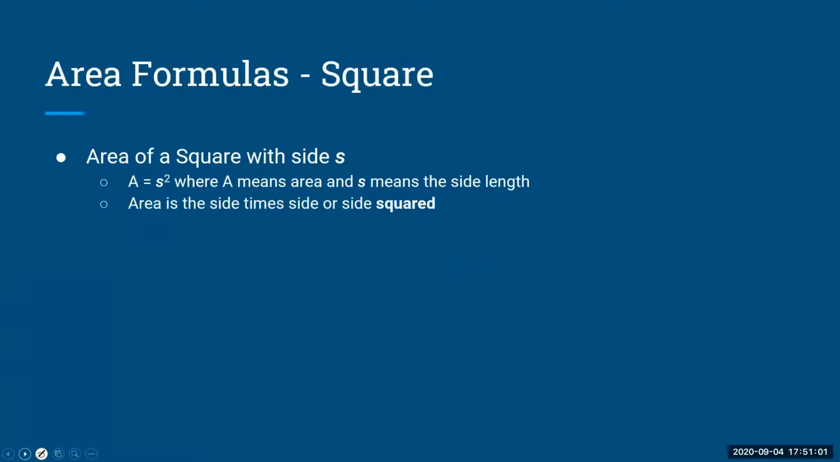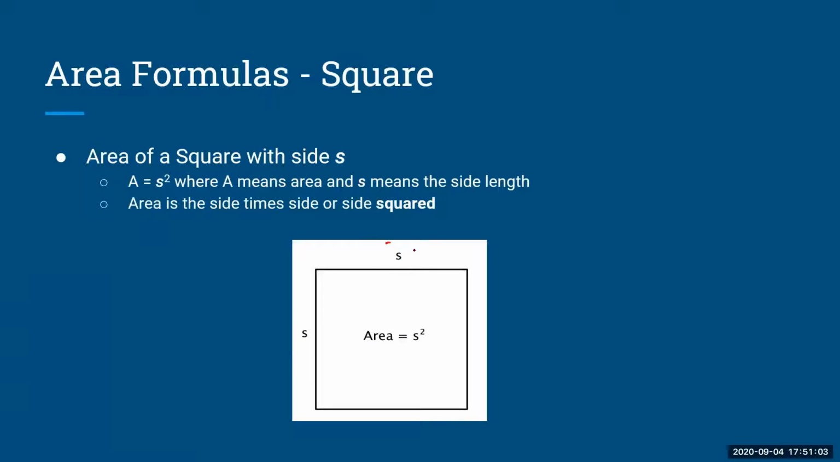Okay, so area of a square everybody knows. A equals s squared. So if s was your side length, you just square it, right? So if you had a square with side 2, remember squares, all 4 sides have the same measurement. That's how squares work. So the area of this square is 4 units squared.